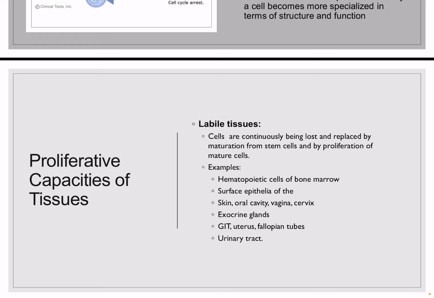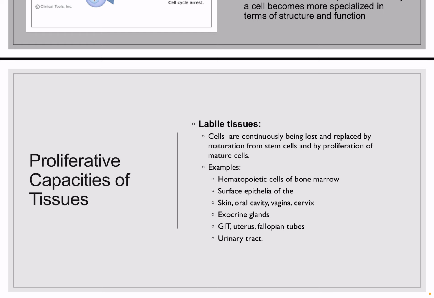So where are the labile tissues? What are the examples of labile tissue? Number one, hematopoietic cells of the bone marrow. All the cells that are produced by the bone marrow have a special lifespan. For example, what is the lifespan of a red blood cell? 120 days. If today a red cell is produced by bone marrow, after 120 days it will die, isn't it? So if at 120 days all red cells are dying and the bone marrow does not produce new cells, we will have anemia and finally will die.